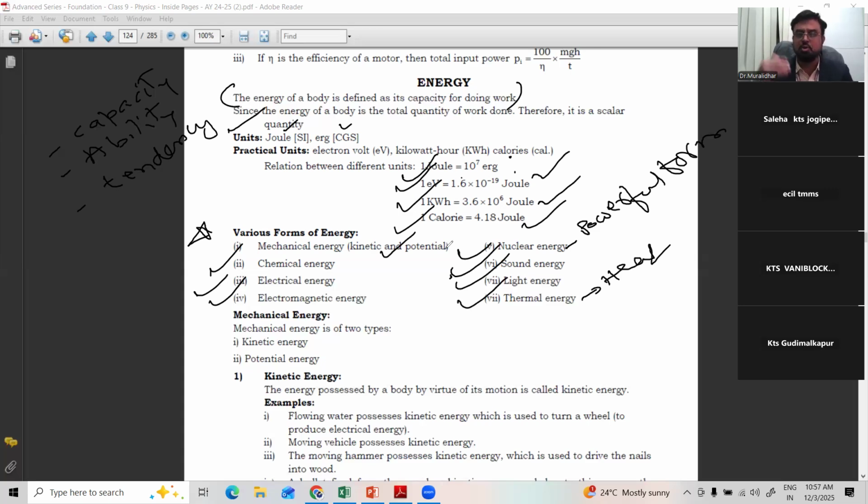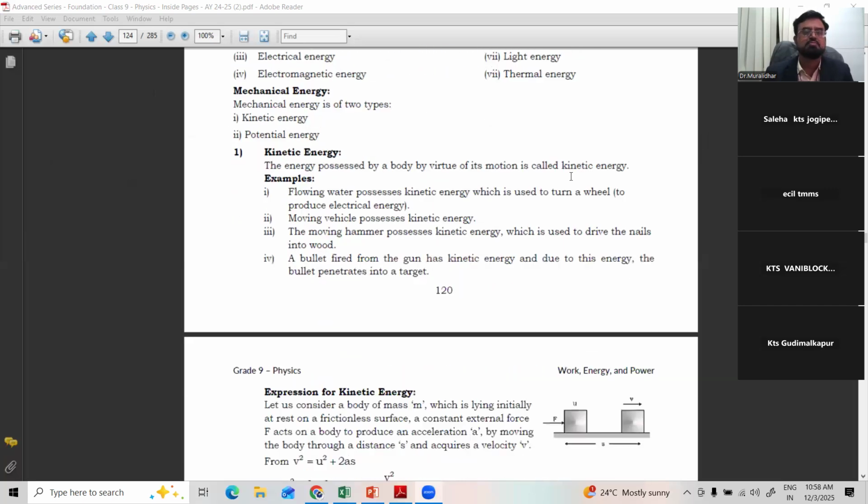Nuclear, as I told, is in all nuclear power stations. Sound energy: the TV, when you want to reduce or increase the sound, and maybe home theaters, so many things are there to produce it. Light energy, same. Thermal or heat energy: in the morning when you heat the water or the milk, everywhere it is thermal energy too. So these are the various forms of energies available for us.